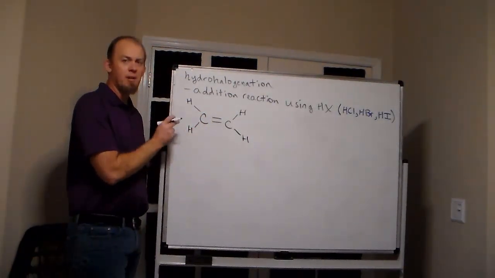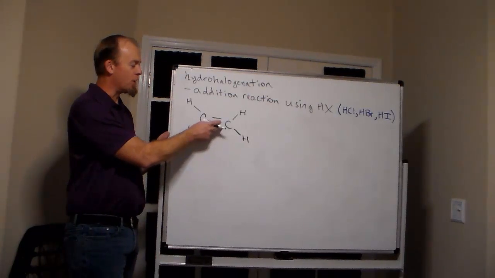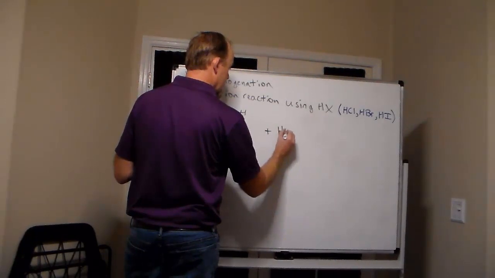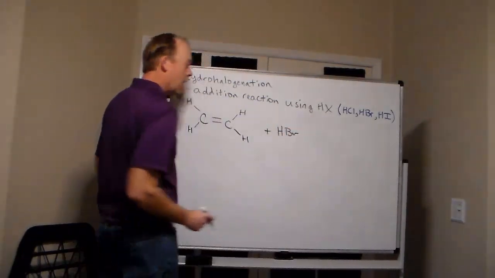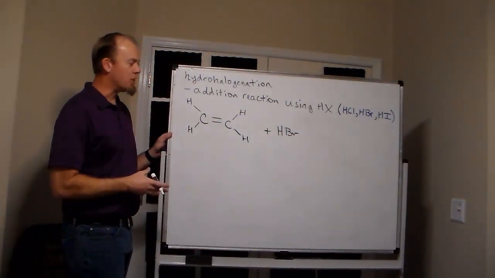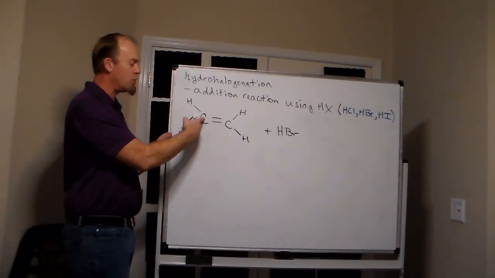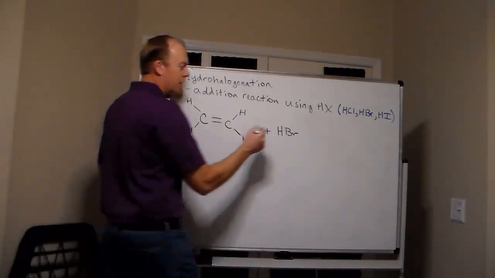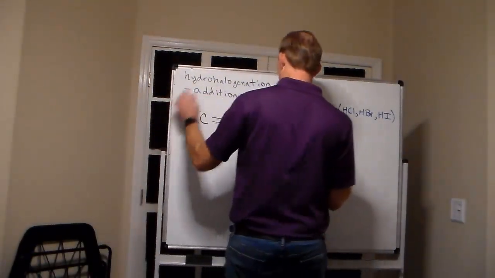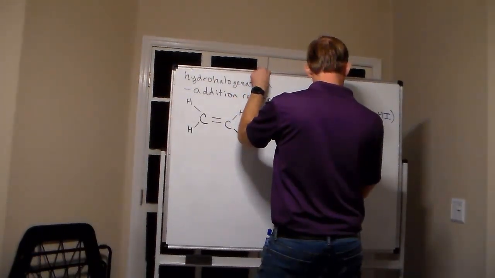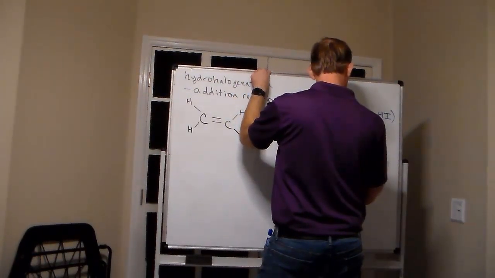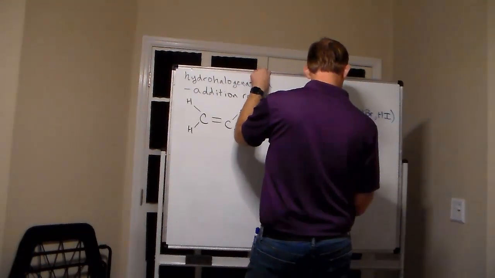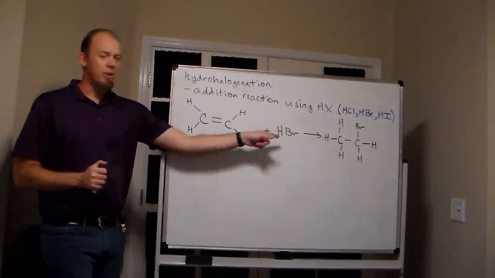If I use a small, simple molecule like this, where I've got a double bond, there's nothing else, and I react it with hydrobromic acid, I'm going to add the hydrogen to one carbon, the bromine to the other, and one of those two bonds is going to go away. So we get something like this.